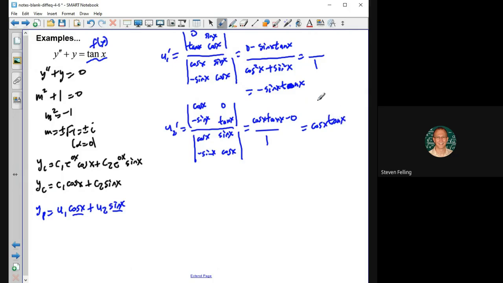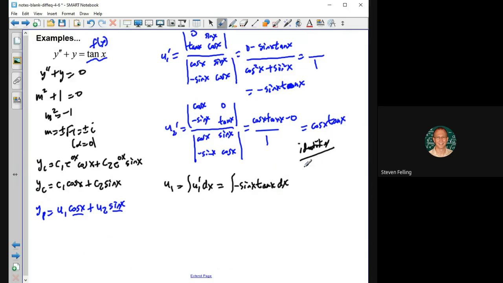Okay, so now that I know what u1 prime and u2 prime are, I can take the antiderivatives of these. So u1 is the antiderivative of u1 prime with respect to x. And so I'm going to have to take the antiderivative of negative sine x tangent x dx. All right. So, well, let's see. We can use some identities, I think, to put this in another form, so we will be able to solve this, because this is not easy to solve. So let me play around here with some identities.